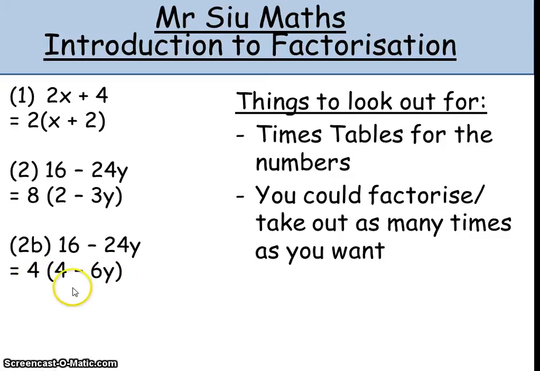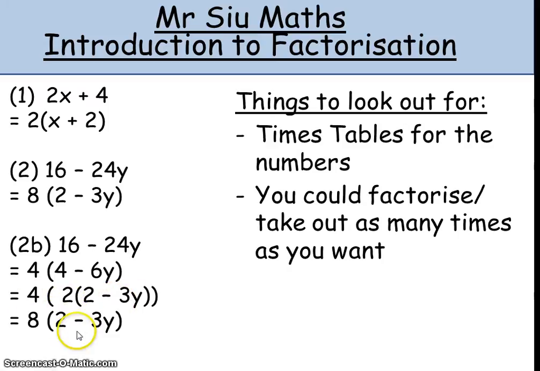But if you look a little bit more closely, you'll realize that 4 and 6 both belong in the 2 times table. So we basically take out the 2 from here, and our last point, 2 times 4 gives us 8, open bracket 2 minus 3y, which is exactly the same thing as the top answer. Now that's a simple factorization for numbers.